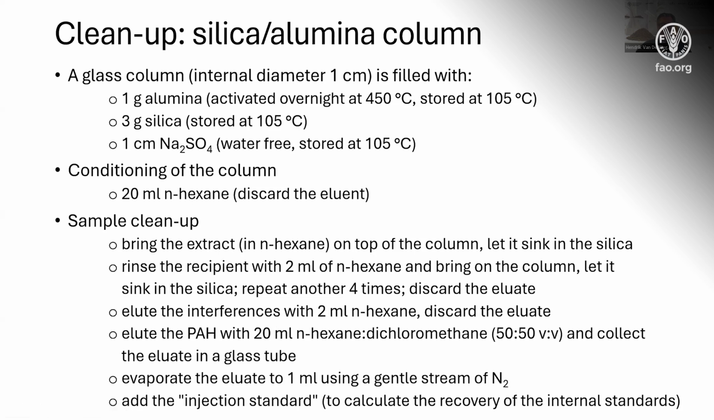At that moment, we can start to elute the PAH. So we place a collect tube under the column, and we elute the PAH with 20 ml of a mixture of hexane and dichloromethane 50-50 volume. These 20 milliliters of eluate contain the PAH. We evaporate the eluate to 1 ml, again using a gentle stream of nitrogen, and we add the injection standard. The injection standard is used to calculate the recovery of the internal standards.